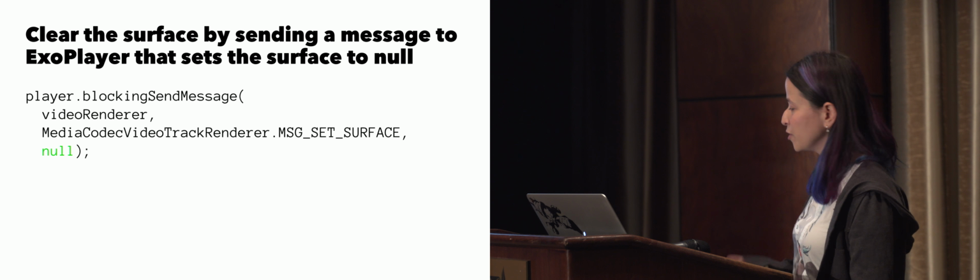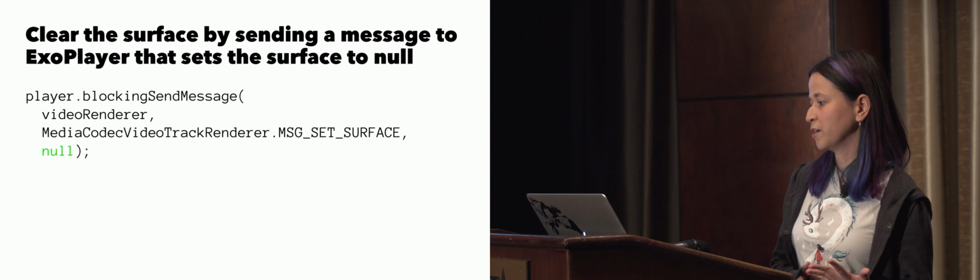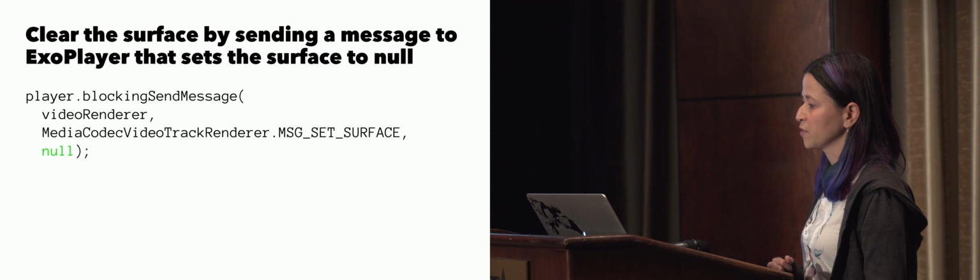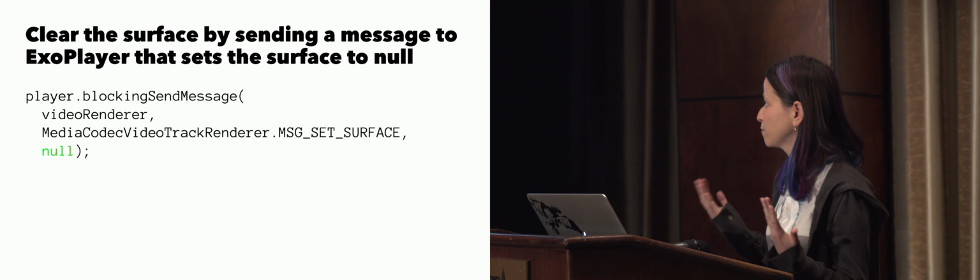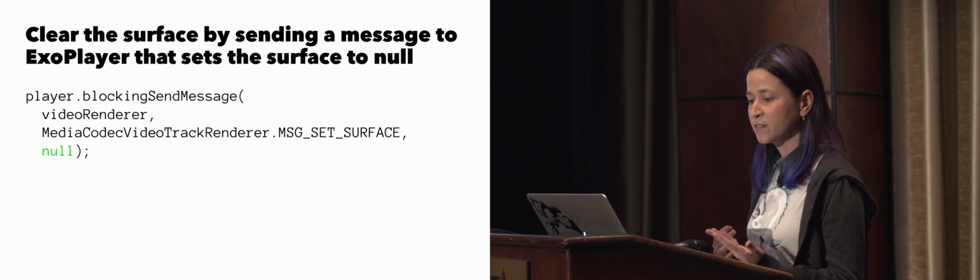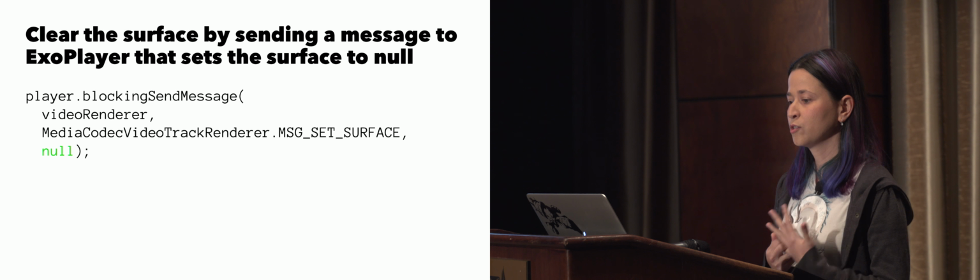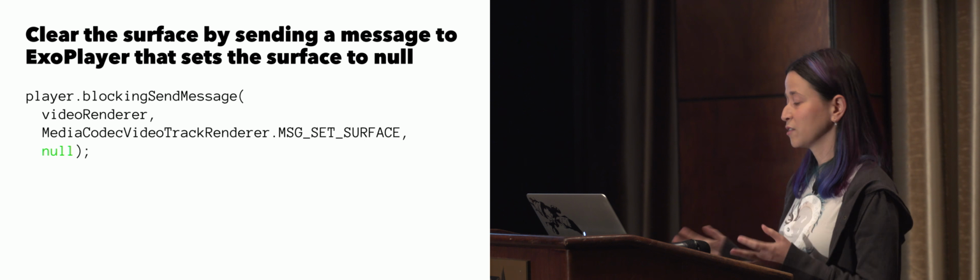The first thing to do when switching to background audio is to clear the surface of the player so it will not be attached to a view. And that means the audio will just keep playing in the background. This line of code just sends a message to the player that says, set the surface to null.